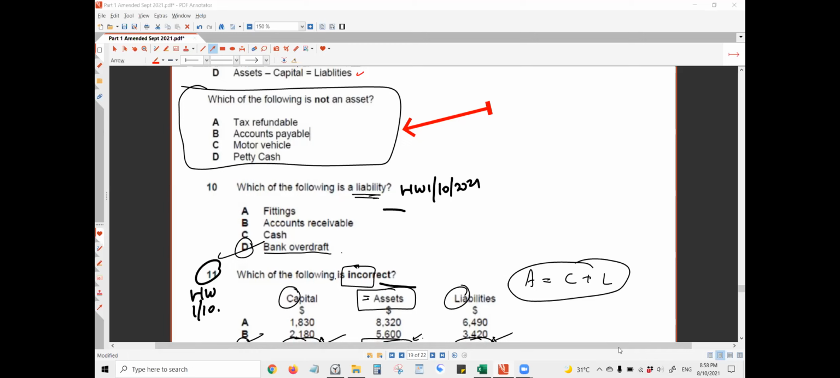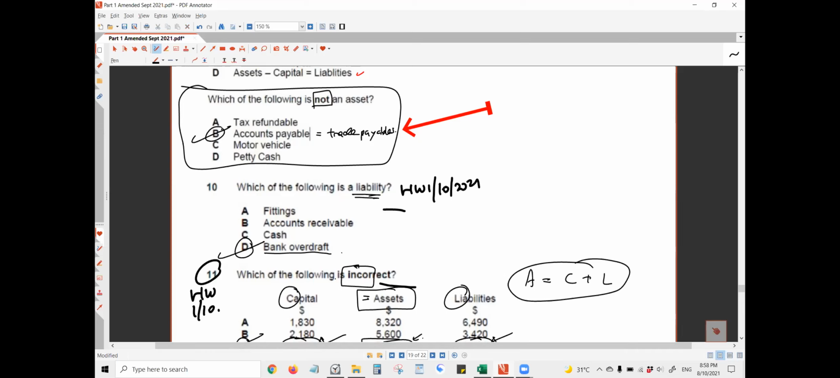Now let's see which is the answer. I tell you which is the answer first, then I explain the rest. They're asking you which one is not an asset. Accounts payable means the same as trade payables. So the answer is very obviously B.